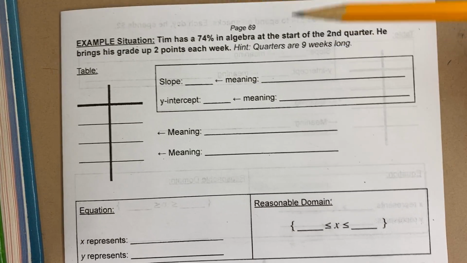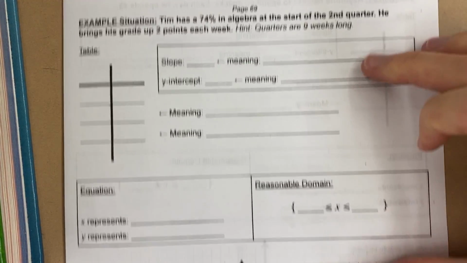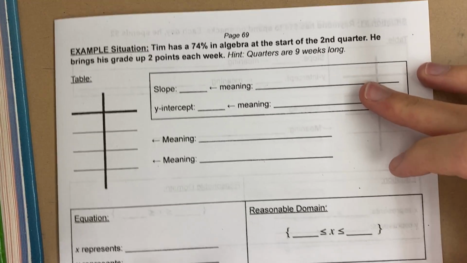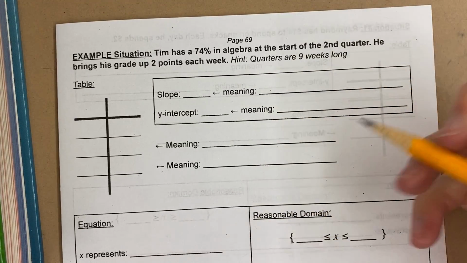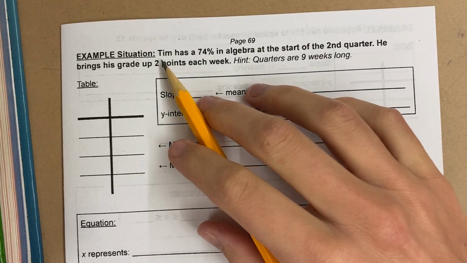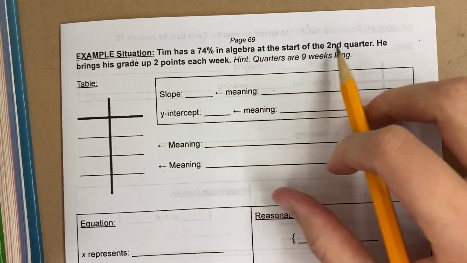All right, you can see from this paper that we're going to take this one situation and we're going to do a lot with it. Okay, let's read the situation and see how we can take the math that we already know and apply it to the situation. Tim has a 74% in algebra at the start of the second quarter.